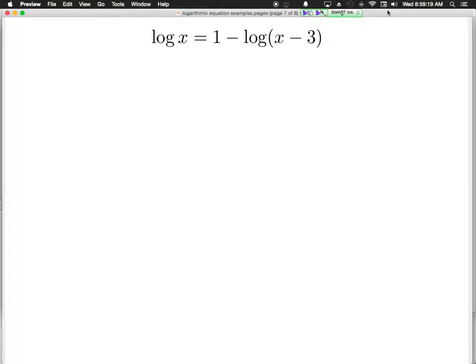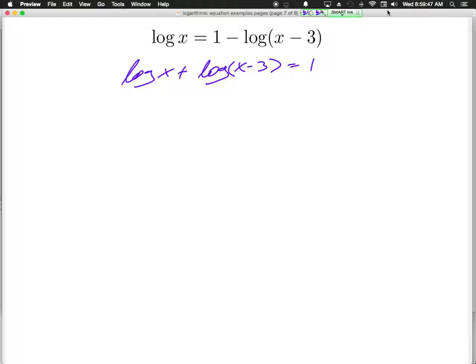So, any thoughts on what I do to log of x equals 1 minus log of x minus 3? Could you add that log to the other side? Right, get the logs on the same side. That's what you want to do first. So log of x plus log of x minus 3. Then you can condense.